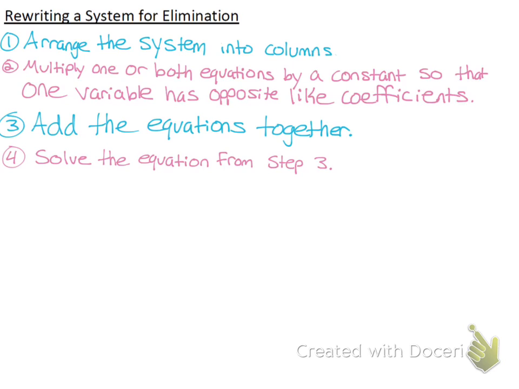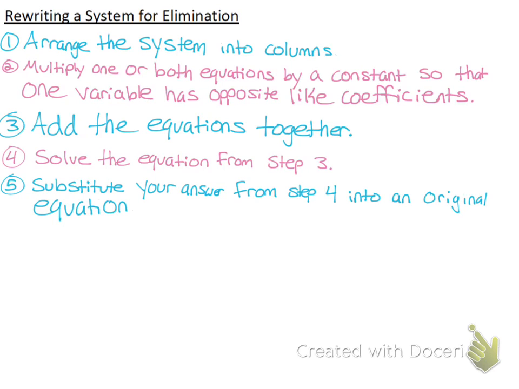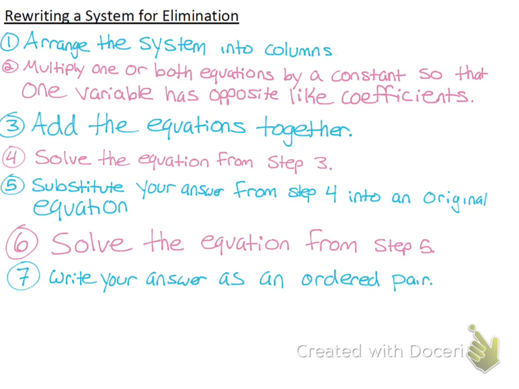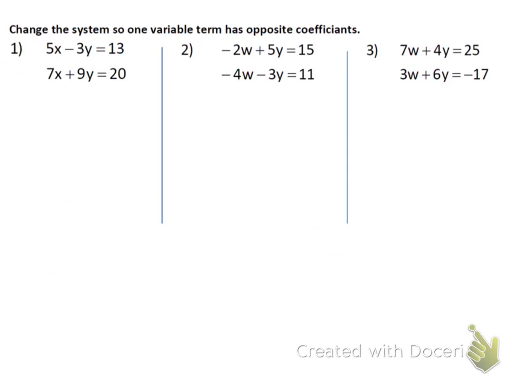So you're going to need to start the problem over. From here on out, these steps should look familiar. Once you have one variable, you're going to want to substitute your answer into the original equation. You're going to then want to solve that equation, and then lastly, write your answer as an ordered pair. Please pause the video. Make sure that you have all of these steps written out before we go on to practicing solving. Hopefully you have all of those steps written out.